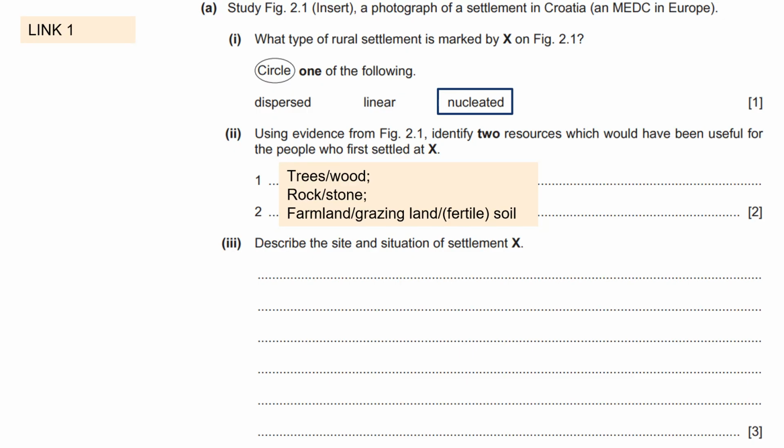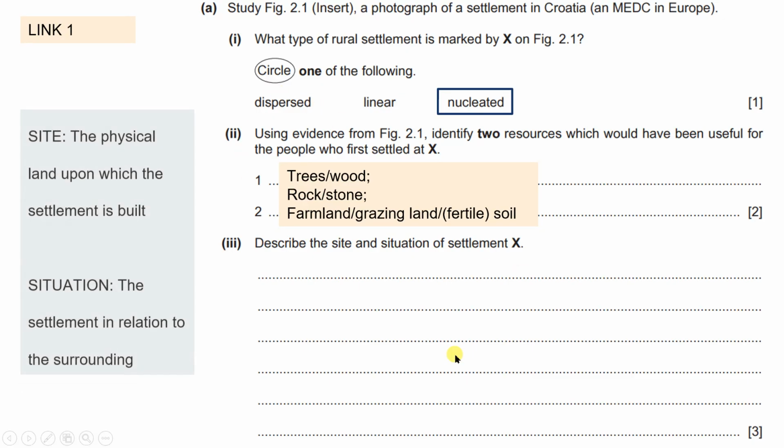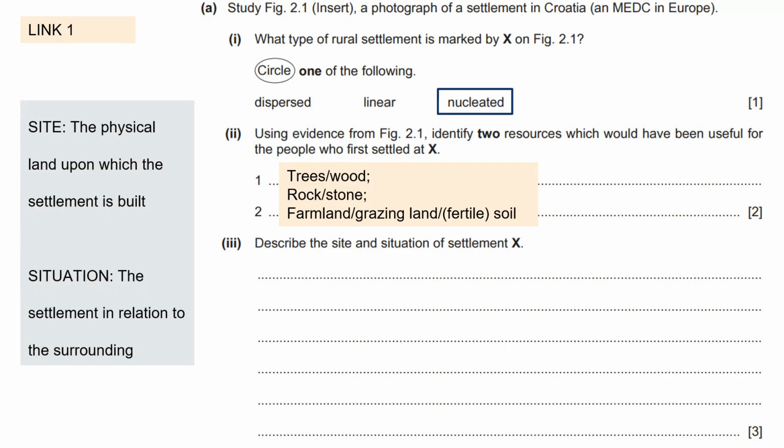Now, they say describe the site and situation of settlement X. First, you need to know what a site is and what a situation is. Site is the physical location upon which the settlement is built. That is what a settlement site is. Then situation is the settlement in relation to the surroundings. The things that are close to where the settlement is built are referred to as the situation. But the site is the exact spot upon which that settlement is located.